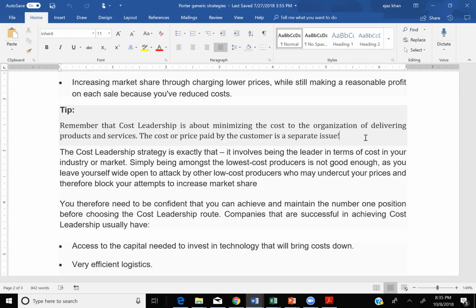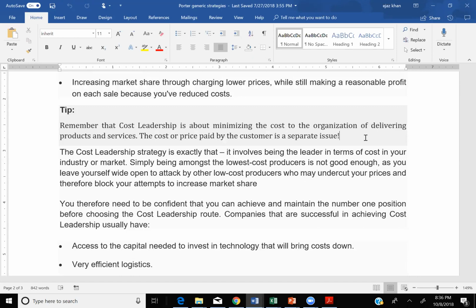But this does not mean that you are applying a cost leadership strategy. Though you may be charging a lower price than $10, it may still be a product differentiation strategy. So charging a lower price than your competitor does not mean that you're pursuing a cost leadership strategy. It's a pricing strategy and not the cost leadership strategy.